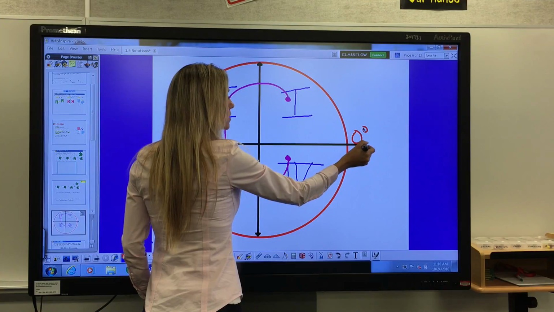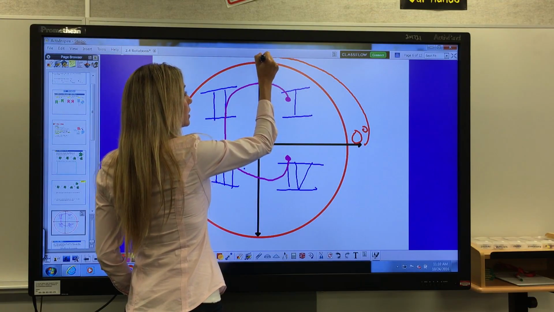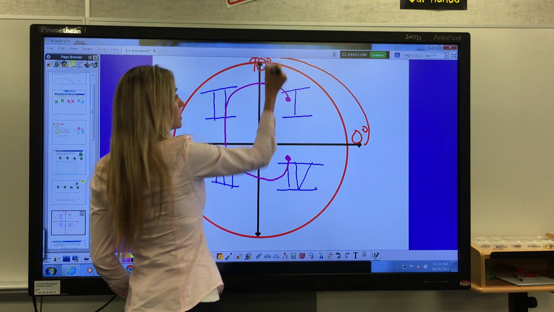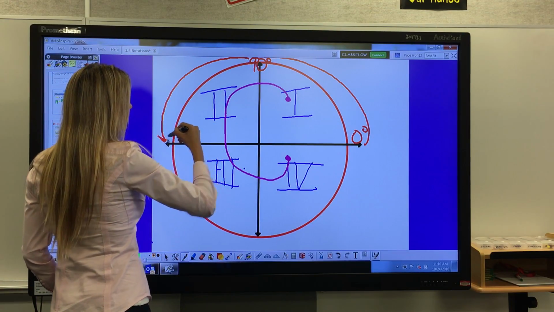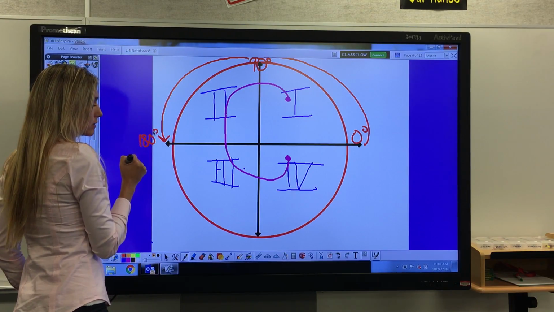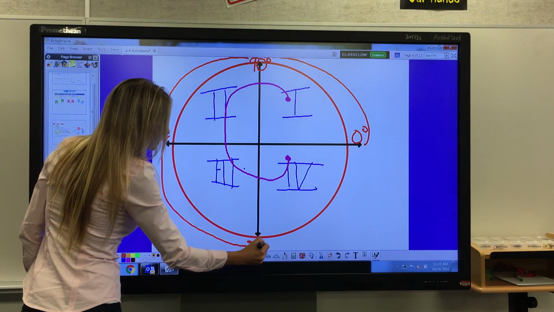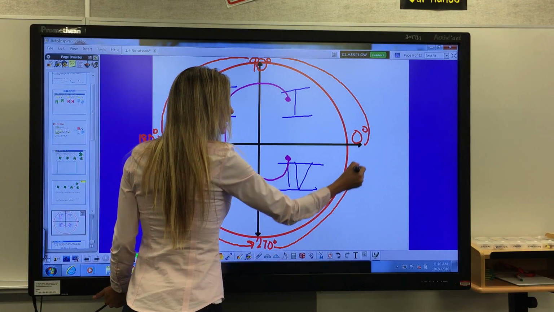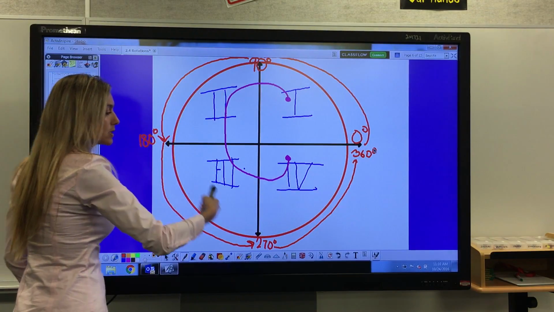If I go from 0 up to here, I went officially 90 degrees. Then if I keep on going over here, that is my 180 degrees. Then if I keep going, here will be 270. And if I keep on going, I'll end up on 360 degrees. So there are 360 degrees in a circle.